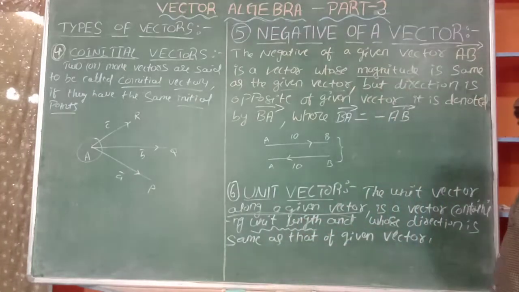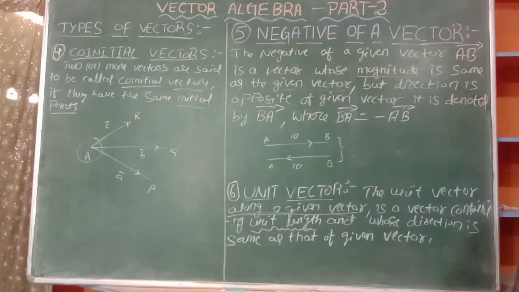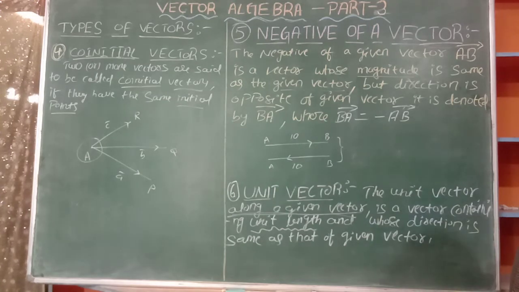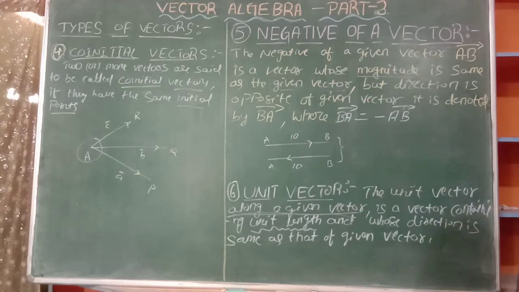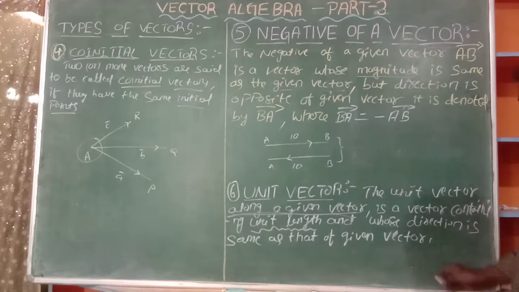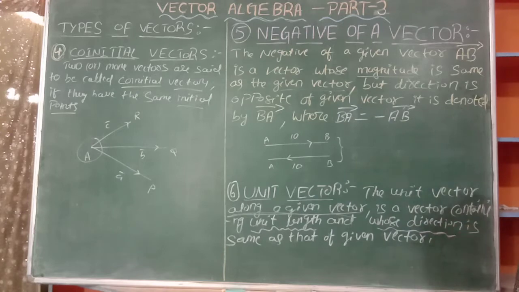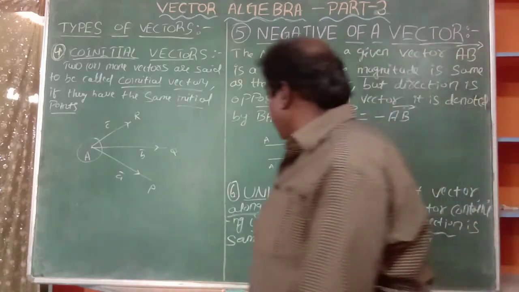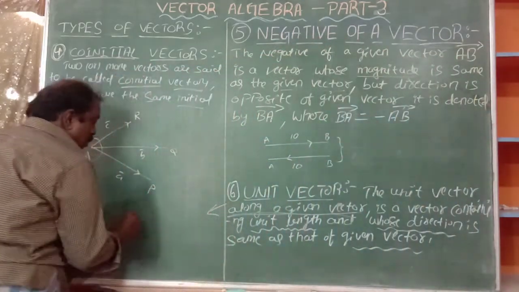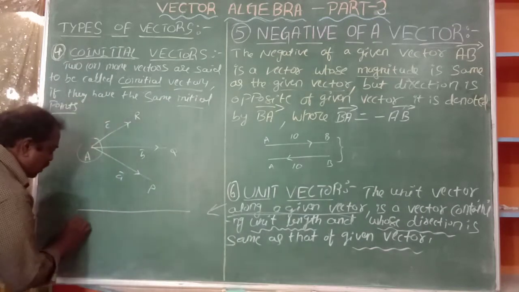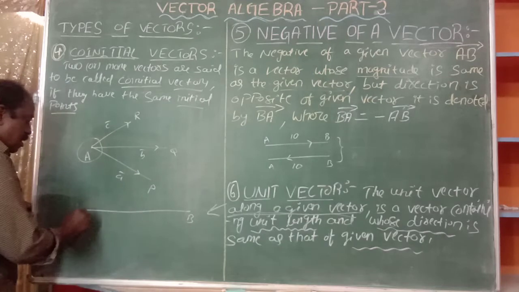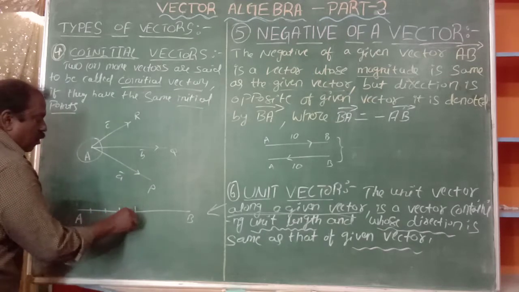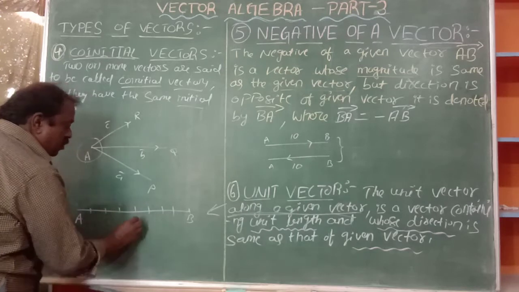First of all, the unit vector along a given vector, in the direction of the given vector, parallel to the given vector, is a vector but having unit length. And the direction is the same as that of the given vector, not opposite. For example, I will draw the diagram here. Observe this. Suppose AB bar is a given vector. It contains 1, 2, 3, 4, 5, 6, 7, 8 units of length.